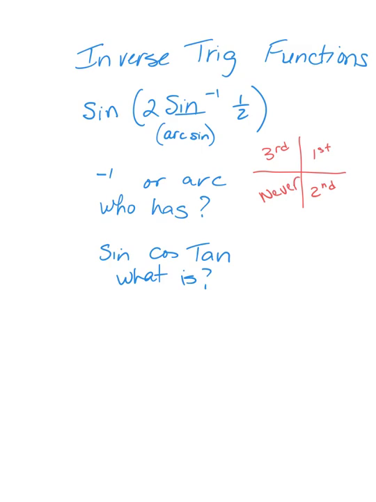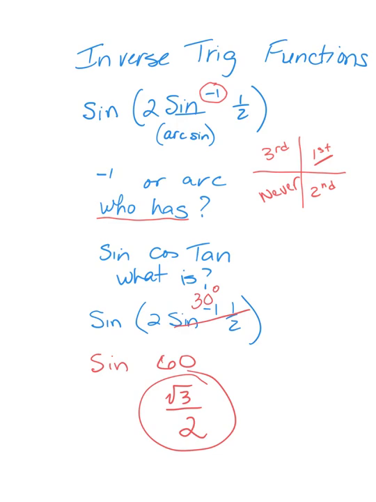Since I see a sine -1 right here, I'm asking myself who has. So on your unit circle in the first quadrant, who has a sine of 1/2? I look in the first quadrant first and I find 30 degrees. So I'm going to cross out this and put 30 degrees, because that is who has a sine of 1/2.